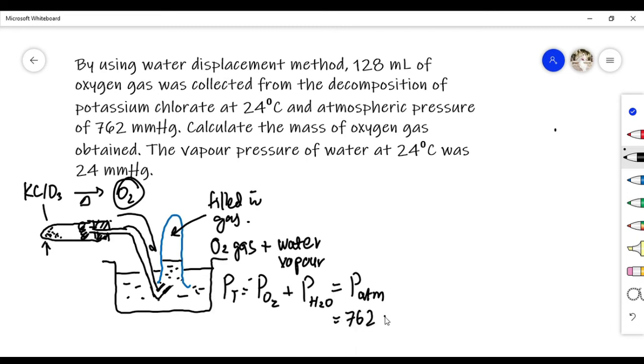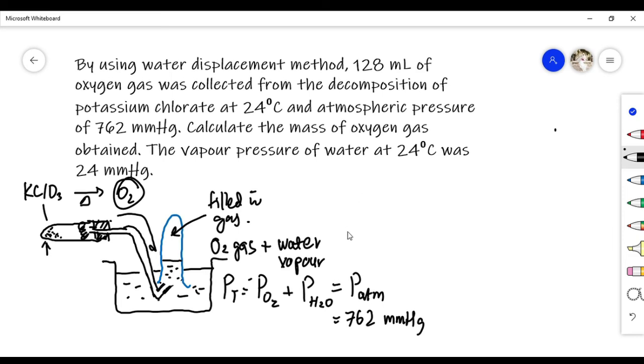So total pressure ni telah pun diberikan dalam bentuk 762 mm Hg. Sebab ini kita menggunakan konsep di mana tekanan daripada dalam bekas ni sama juga dengan tekanan di luar atmospheric pressure, sebab kita menggunakan atmospheric pressure to push the water into the tube. Okay, so secara tak langsung the pressure outside is equal to the pressure inside. So the total pressure dalam bekas tersebut adalah sama juga dengan the pressure atmosfera.